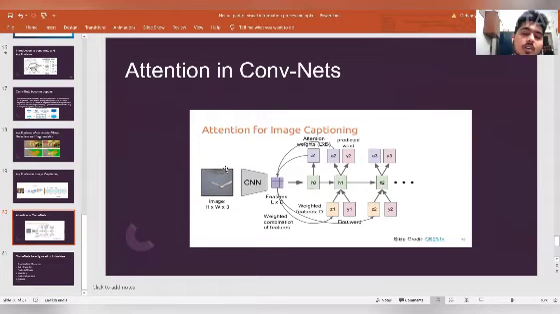And this is very important since ConvNets are now becoming a little bit unfamiliar, and we are transforming to an era of spatial transformers. So this is very important.